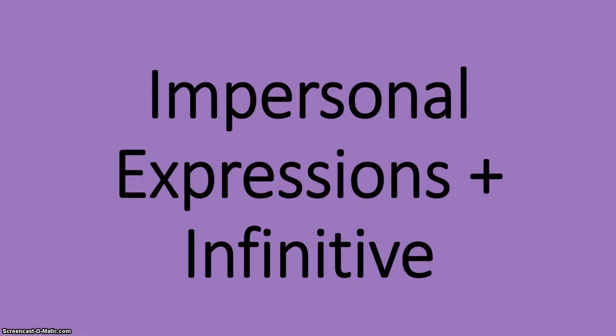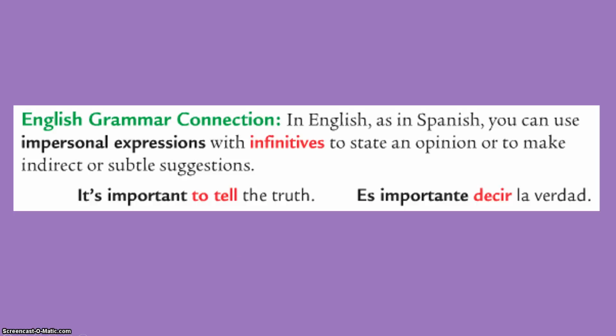Another way to form impersonal expressions in Spanish involves using an infinitive. In English, as in Spanish, you can use impersonal expressions with infinitives to state an opinion or to make indirect or subtle suggestions. For instance, it's important to tell the truth. Now, let's pretend you're standing in front of me and you're lying to me. I can make a comment like, it's important to tell the truth. I'm not coming out saying that you're not telling the truth or you need to tell the truth, but I am very subtly suggesting that you should be telling the truth.